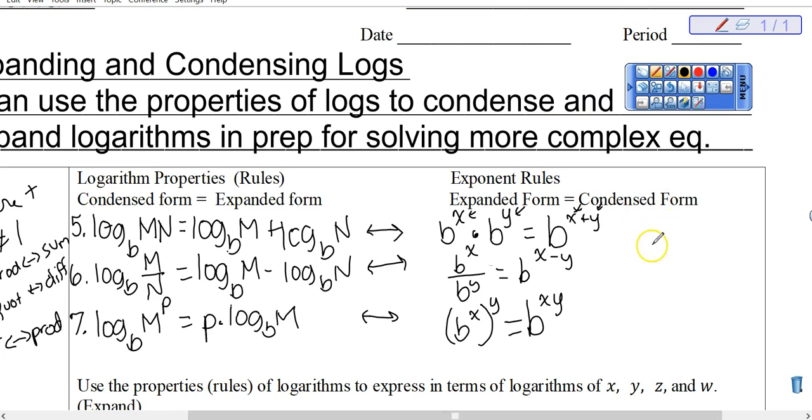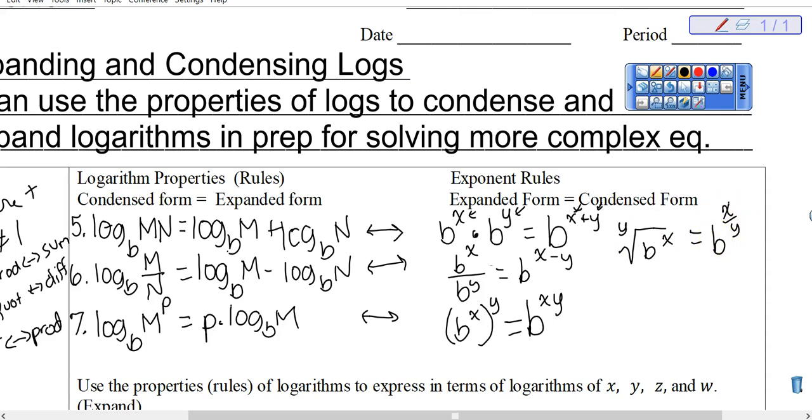There's two other exponent rules that I do want to address. The first one is this one. If I have the y root of b to the x power, and I want to write that as a condensed base to a power, that's base to the x over y. Remember that the power on the base is your numerator, and the index of the root is your denominator. Okay, so that's one thing that you have to remember. You have to be able to go back and forth between those two. Okay, so this is the expanded form.